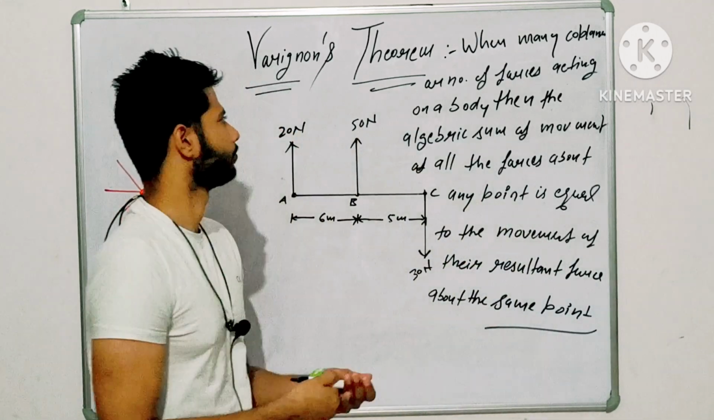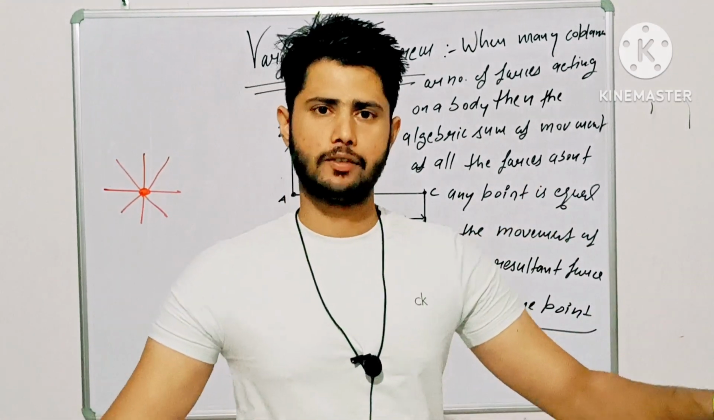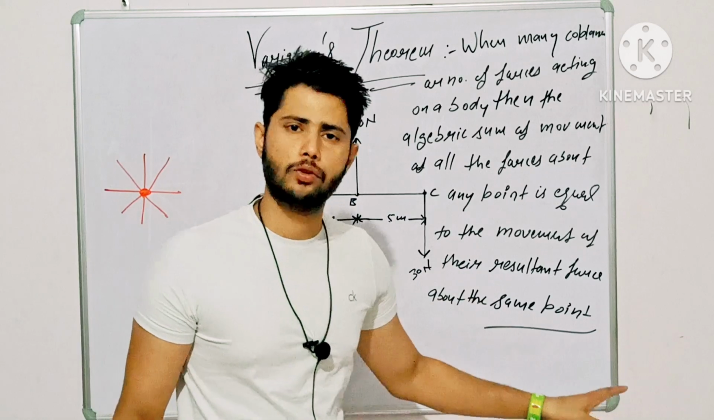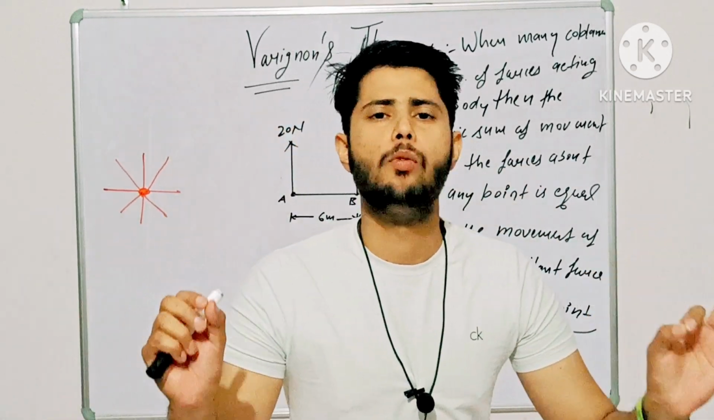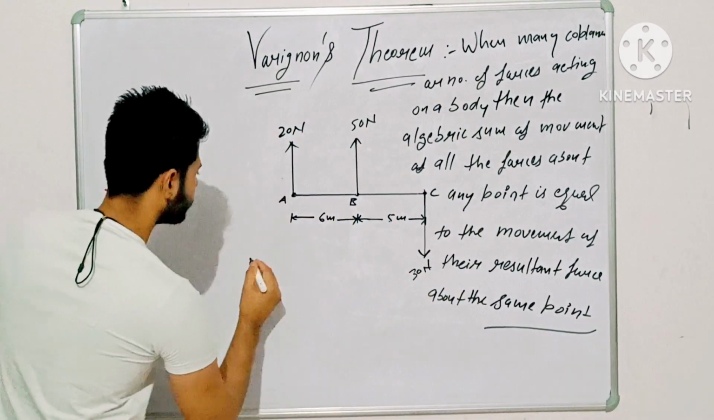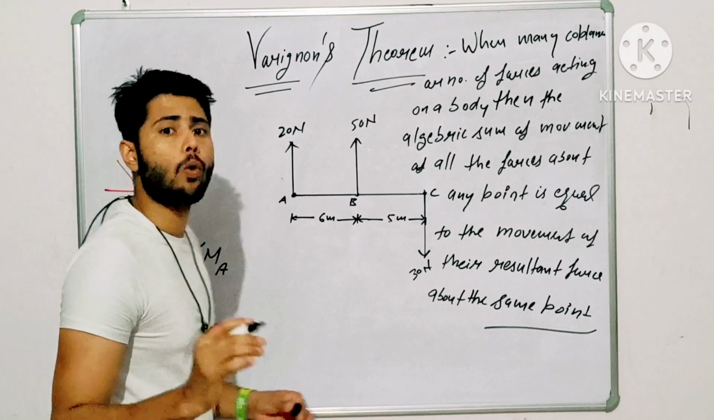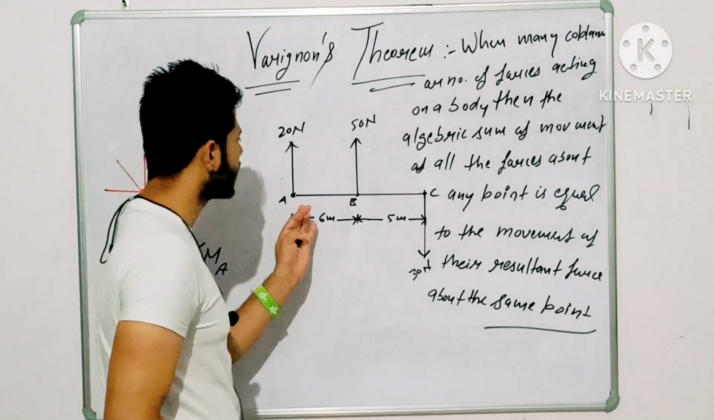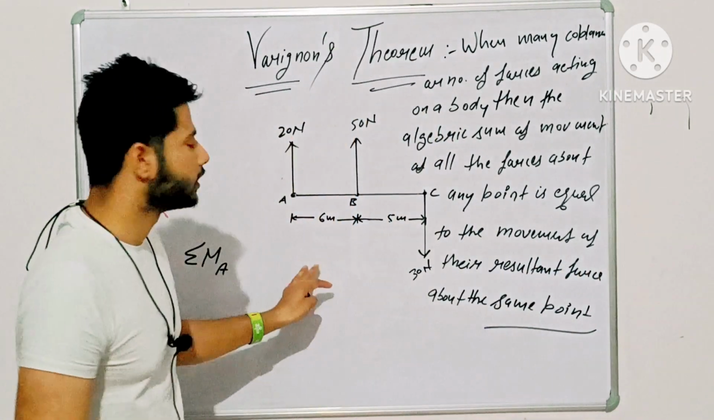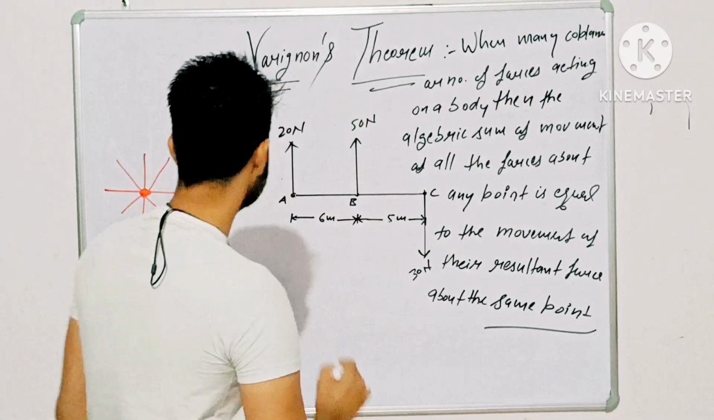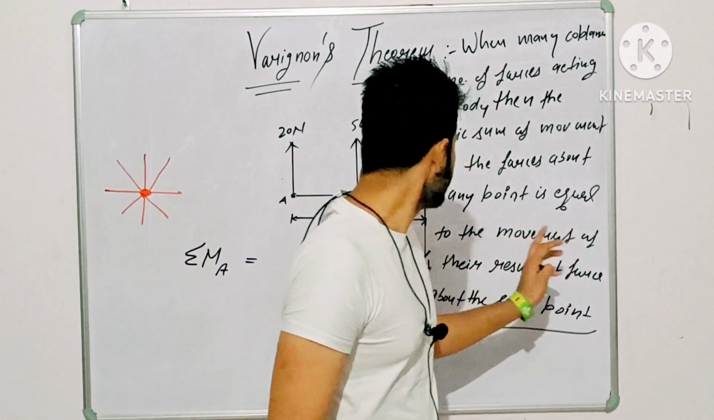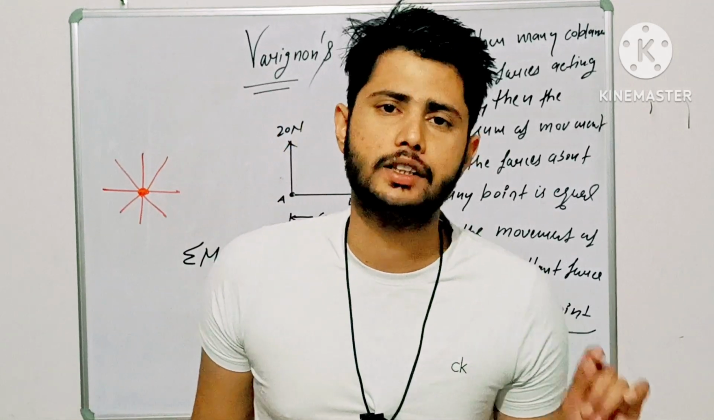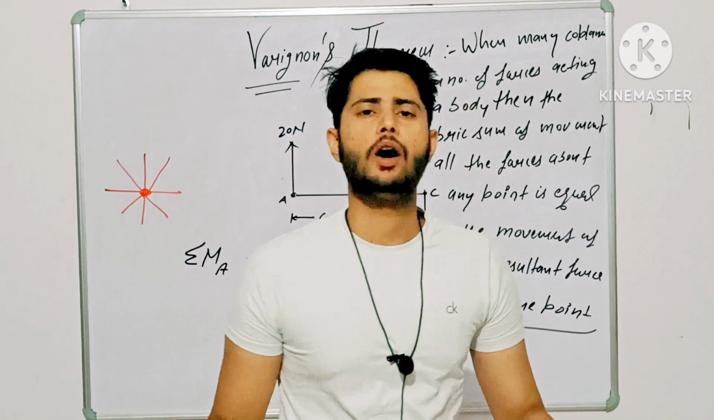According to Varignon theorem, you can write this definition. If a number of forces are acting on a body, there are three forces acting on this body, then watch carefully: the algebraic sum of the moments of all these forces about any point, you can choose point A, point B, or point C, the choice is yours, will be equal to the moment of their resultant. Equal to the moment of the resultant means resultant multiplied by perpendicular distance, the moment of their resultant force about the same point.